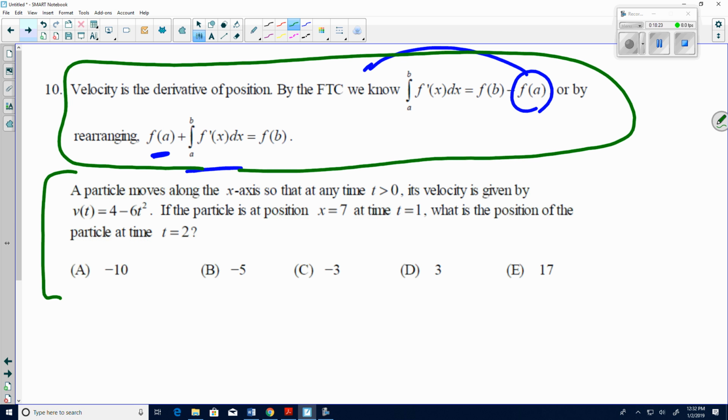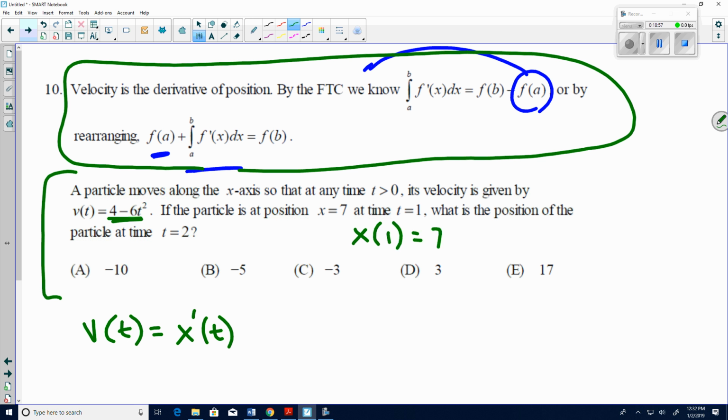A particle moves along the x-axis so that at any positive time, velocity is given by this. This, in fact, is the derivative of position, right? So velocity is, in fact, the derivative of position. We know that. And if you want to think of it as x prime of t, we can do it that way. The particle is at position 7 at time t equals 1. So x of 1 is 7.